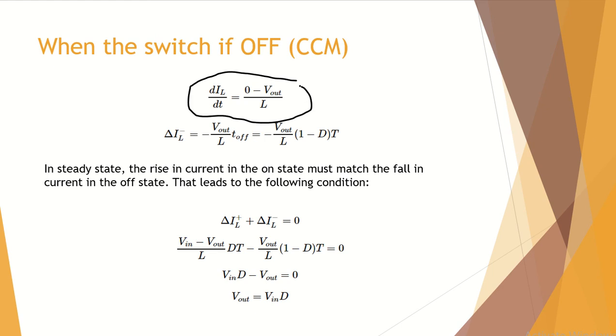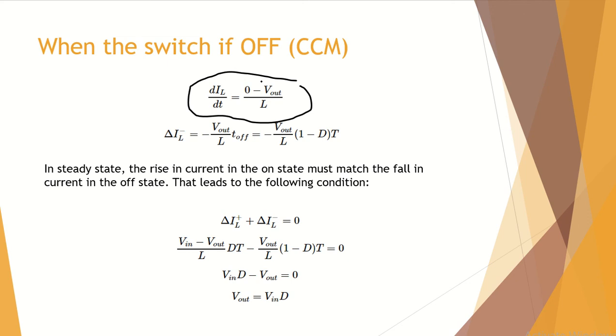Also, you can realize this formula when the switch is open, because the inductor will oppose the instantaneous change. So what will happen? The inductor will reverse its polarity. So because of that reversal of polarity, we have this negative sign over here. You can realize this formula from both points of view.